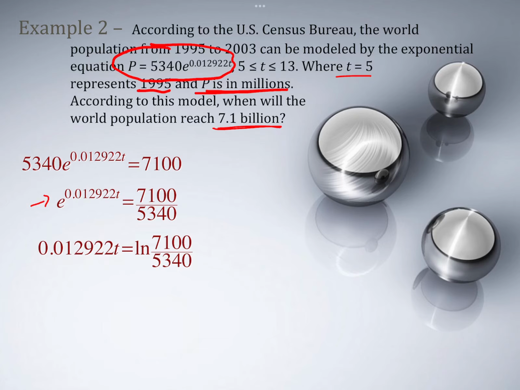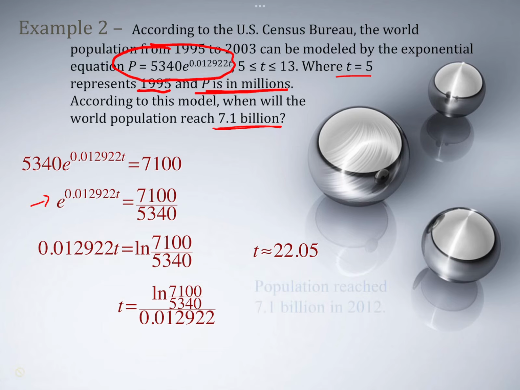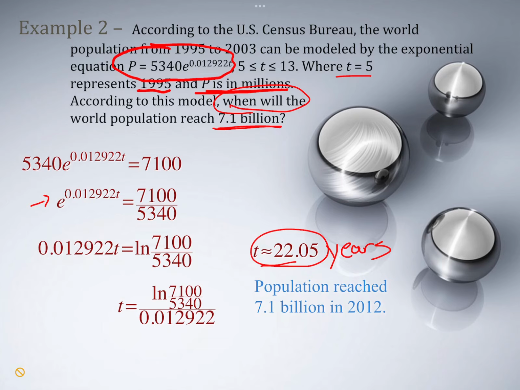Since this is a calculator, it's a word problem. You don't have to give me exact. You're just going to divide all that. So then in your calculator, you should get approximately 22.05. So this is how many years. But it asks us when. So when means I need to add 22 years to when we started, and we started in 1995. So if I add my years to that, I get 2012 is when that would have happened. Okay.